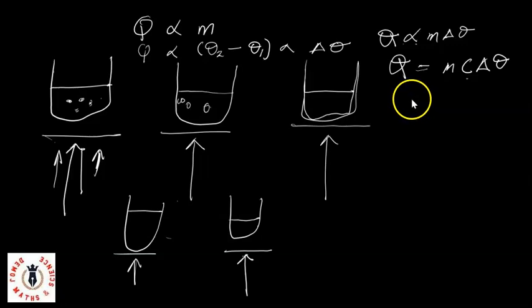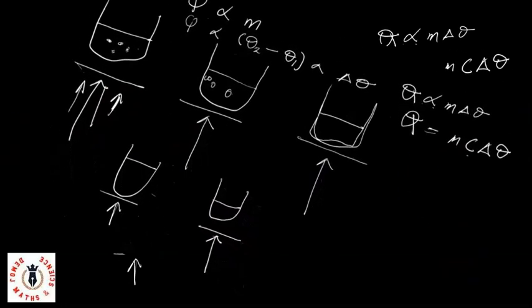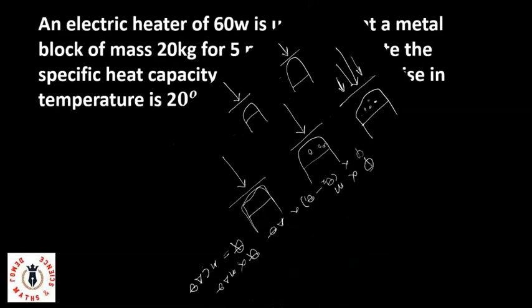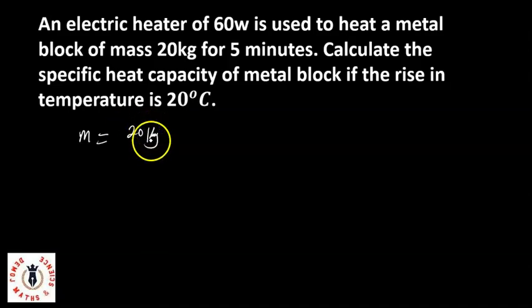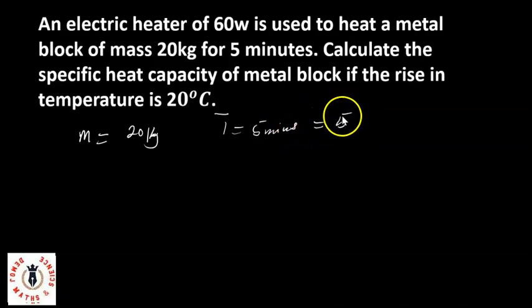Now let's see a practical example that can help us understand it better. Our example says that an electric heater of 60 watts is used to heat a metal block of mass 20 kg. The mass m of this block is given as 20 kg and it is heated for 5 minutes. The time taken to heat it is 5 minutes. Let's convert this to seconds first. That's 5 times 60, because our SI unit for time is seconds. That's equal to 300 seconds.